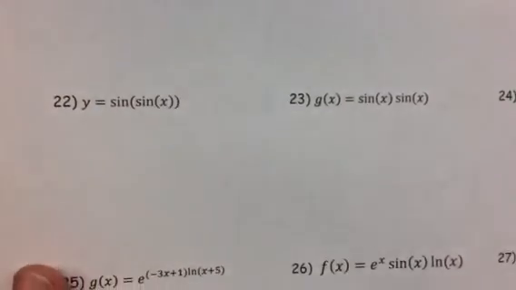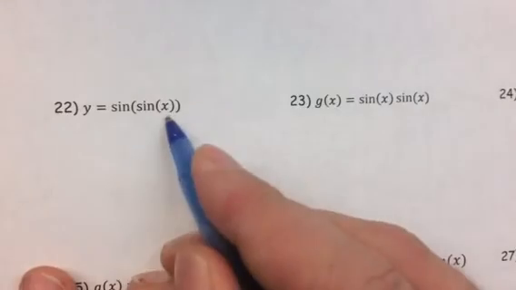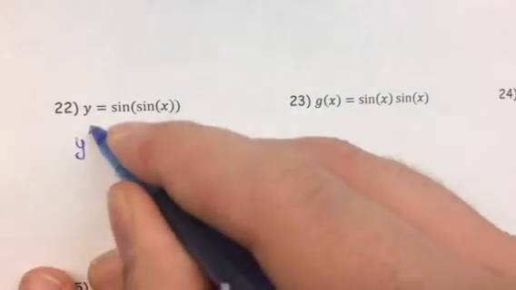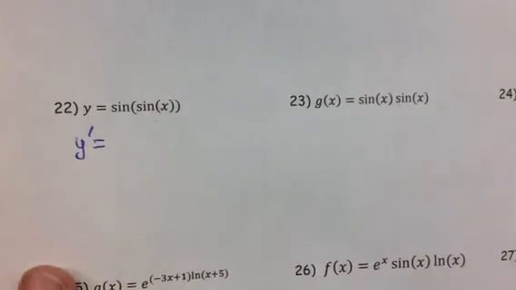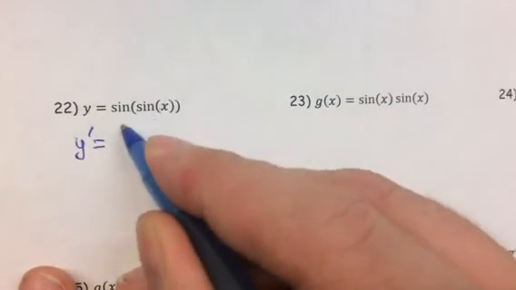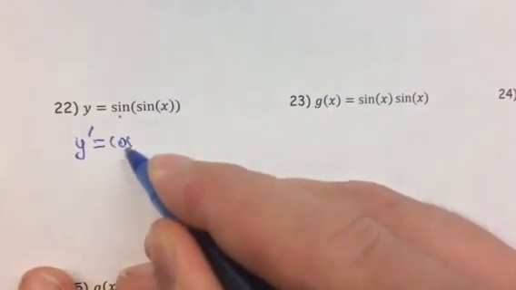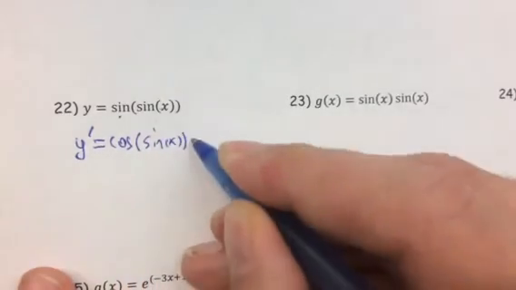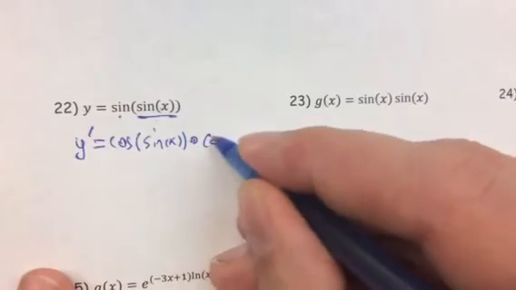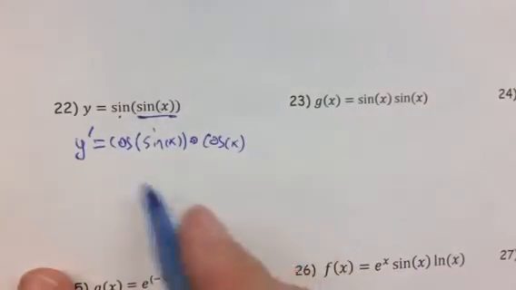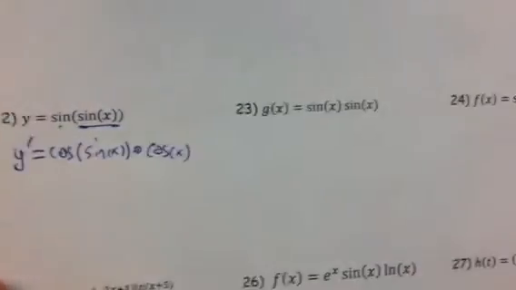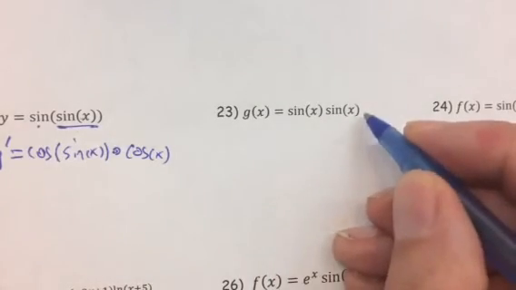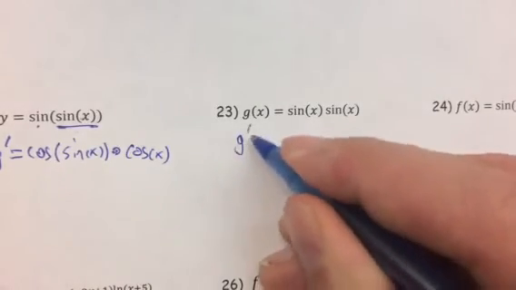All right, let's see. I want to do this row because I think it's interesting. Sine of sine of x. Notice sine of x is inside of sine. So this is a chain rule. The derivative of the outside function, cosine, with the inside function still inside of it, times the derivative of the inside function. The parentheses are kind of important here to show where things end. Notice the difference between that and this one. Here it's sine of x times sine of x. These are multiplying. This is a product rule.